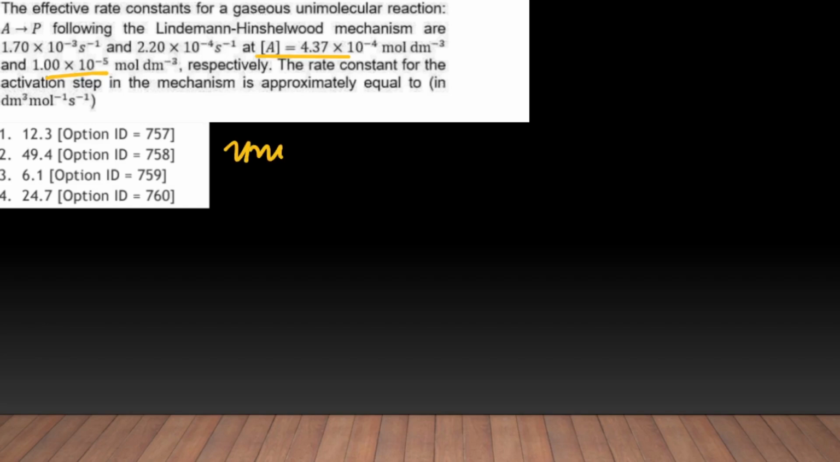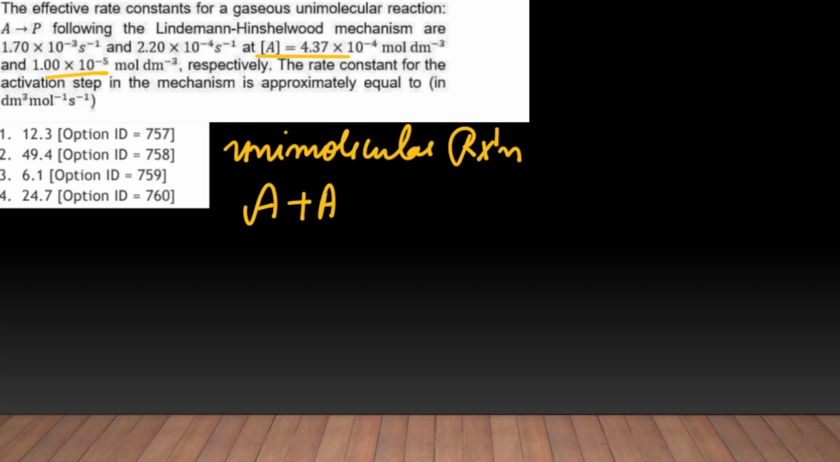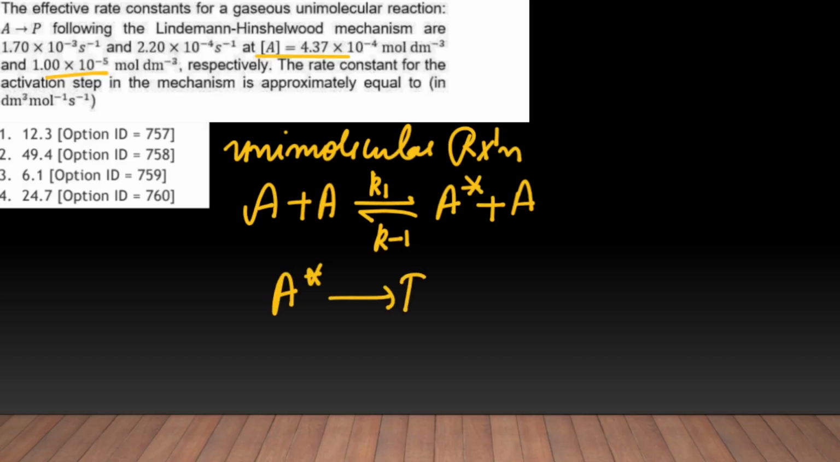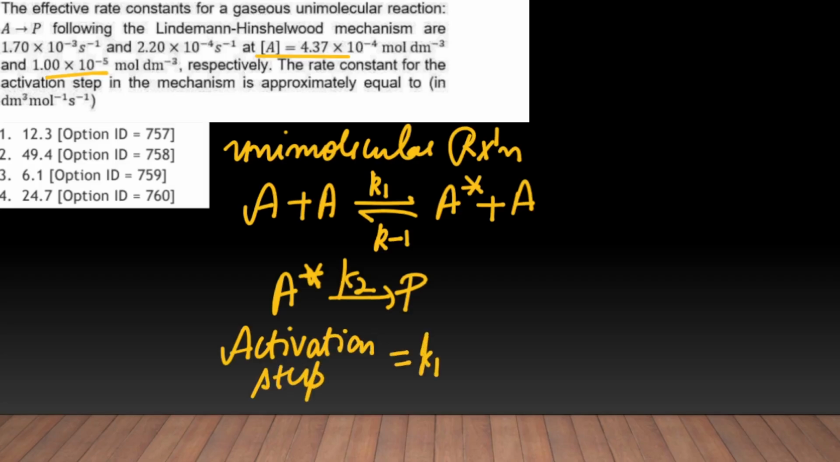So for the unimolecular reaction, the mechanism that we obey is A plus A, activated with the rate constant K1, giving us A activated plus A, and with the rate constant K inverse it is being decomposed, going in the backward direction, and then this A star is being converted to the product P with the rate constant K2. So the activation step rate constant we have is K1.